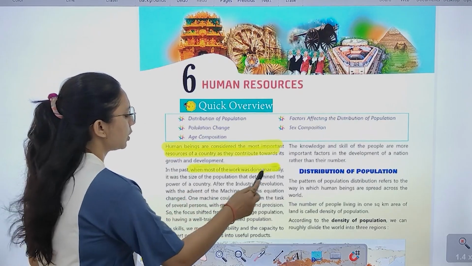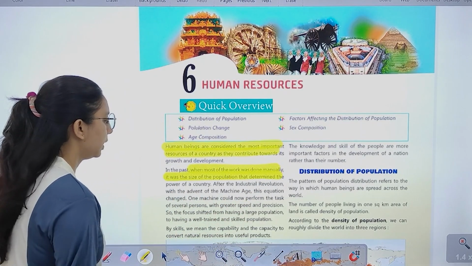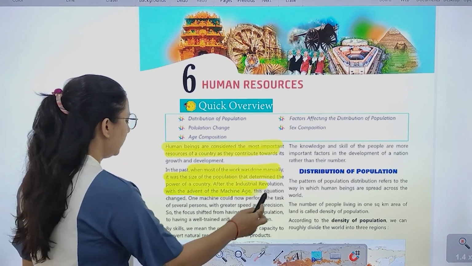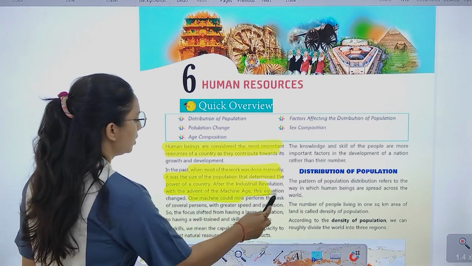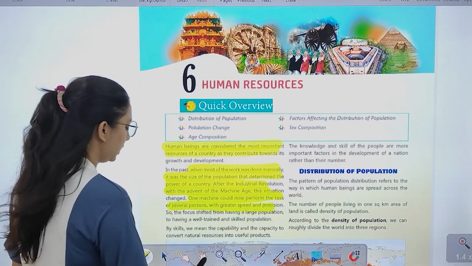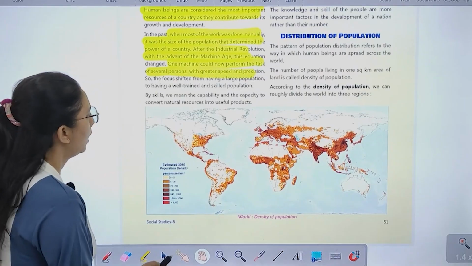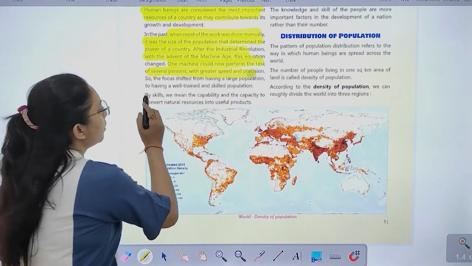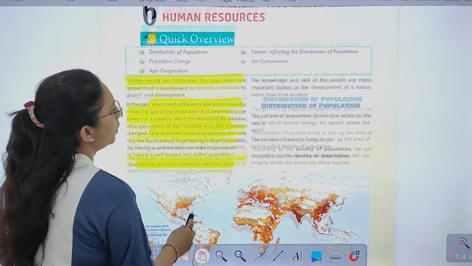Right, in the past when most of the work was done manually, it was the size of the population that determined the power of the country. After the industrial revolution, with the advent of the machine age, the equation changed. What happened? One machine could perform the task of several persons with greater speed, and the focus shifted from having a large population to having well-trained skilled workers. By skill we mean the capability and capacity to convert natural resources into useful products.